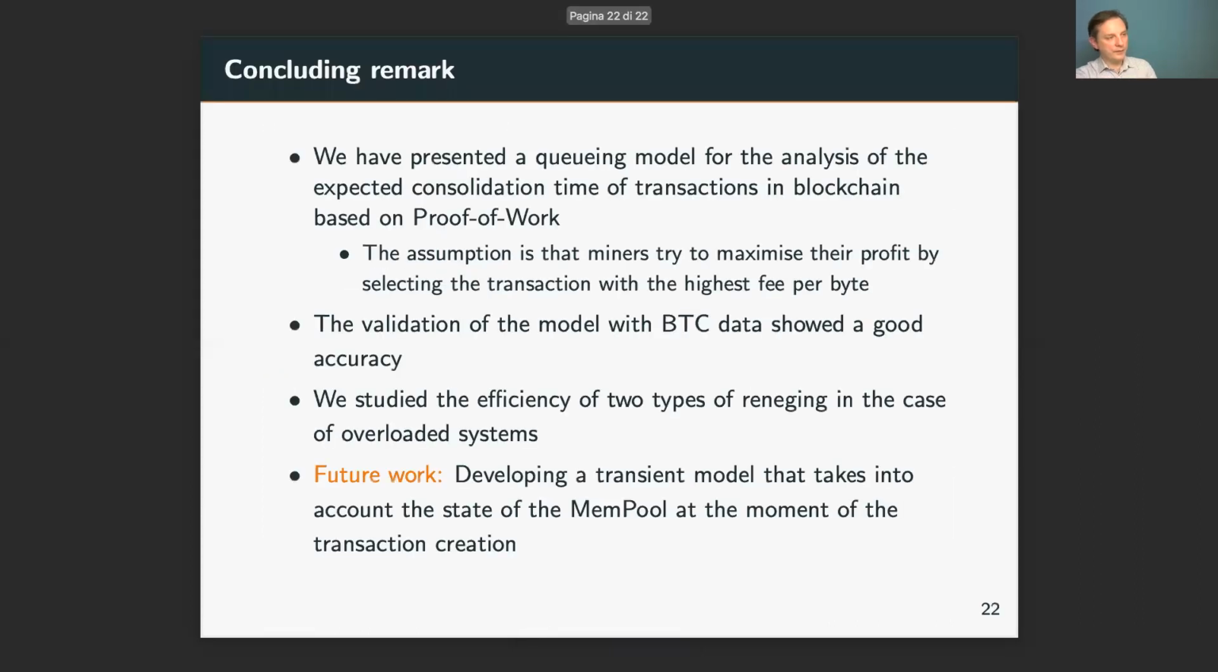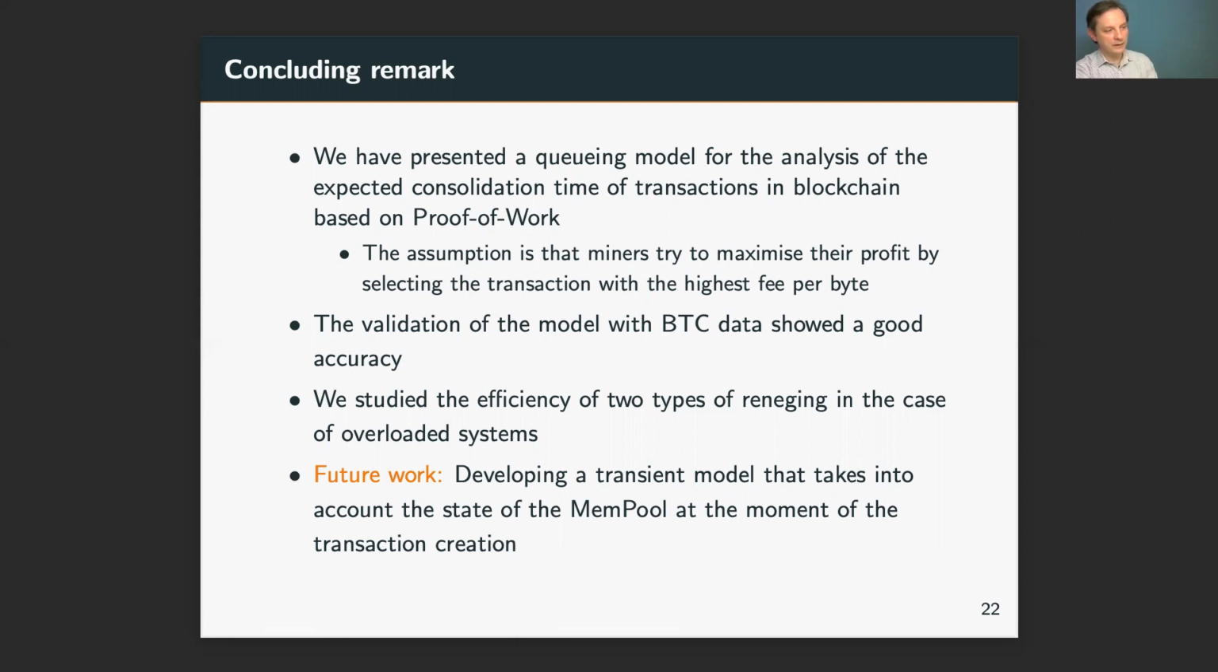So, the conclusion: we have presented the queueing model for the analysis of the expected time of consolidation in blockchain based on proof of work. The application of this result allows software to automatically decide what should be the offered fee for a certain transaction, given the working conditions of the blockchain at a certain moment and the delay requirement for the transaction storage in the ledger. The validation of the model has been done with Bitcoin data and showed a good accuracy.